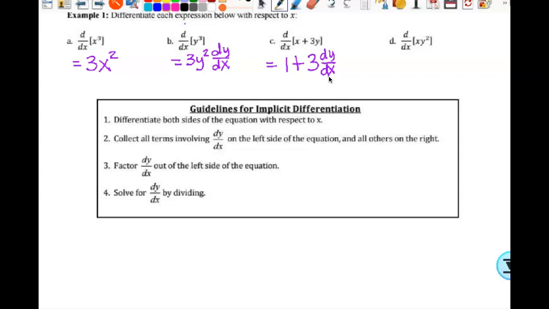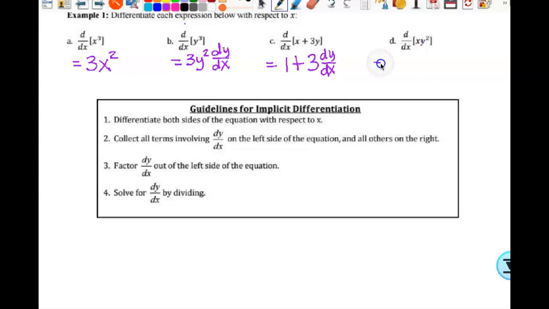What rule am I going to need to use on d that I didn't have to use on the rest of them? I'm still going to have to use the product rule, right? Because I've got x times y squared. Those are being multiplied. Got to use the product rule, right?